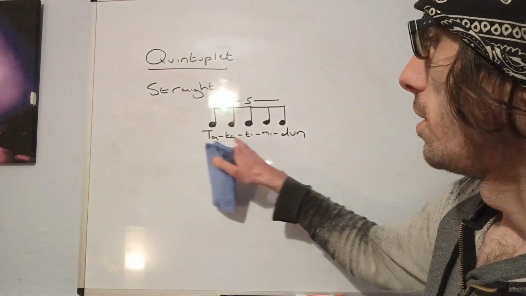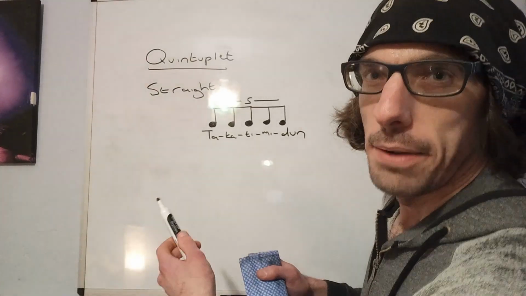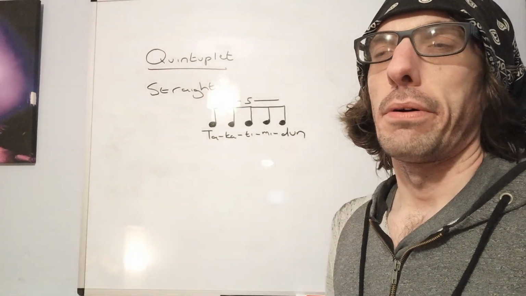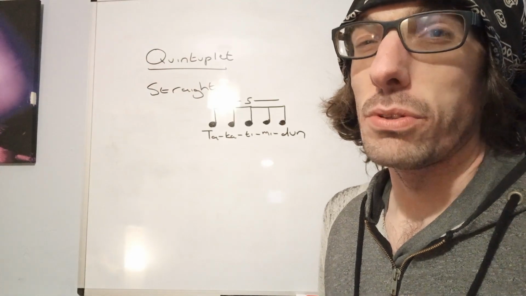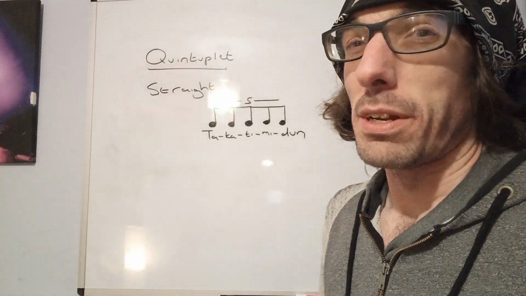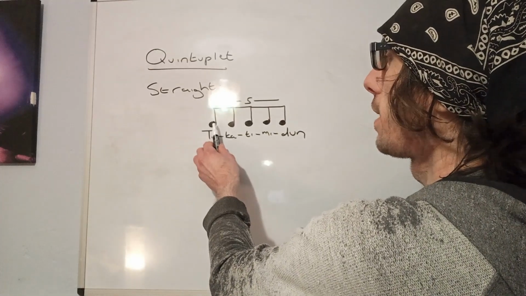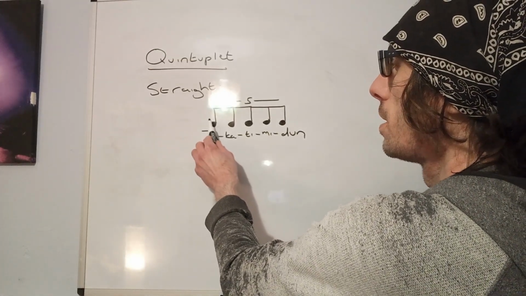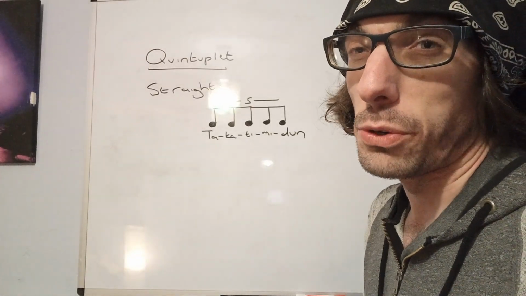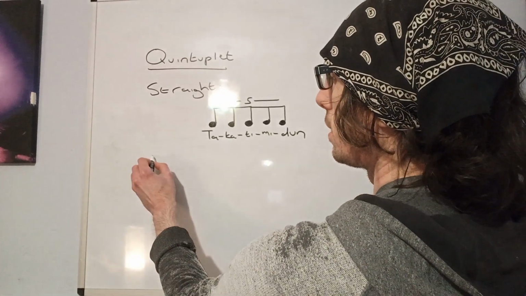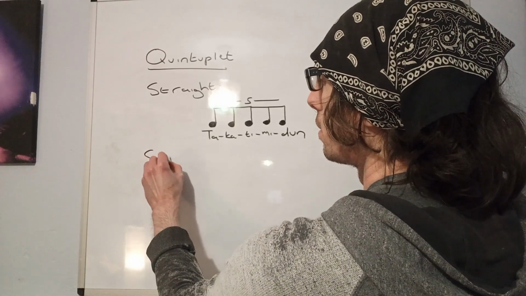Right, so this is straight. So, for example, two particular types of swung quintuplets I like are 3-2 and 2-3 quintuplets. What I mean by that is, if we were to accentuate this particular note here and this particular note, we'll get a 2-3 swung quintuplet. So we would just say, you know, add a bit of swing.